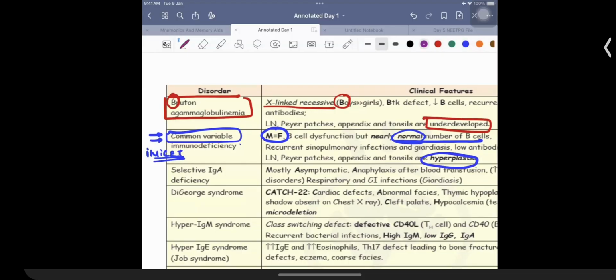Then we are talking about a condition that is going to be given the name of selective IgA deficiency. It is the commonest immunoglobulin deficiency disorder. A is the first alphabet. Remember A1. Remember that fact, A1. Right? So A1, that is what you need to remember over here.